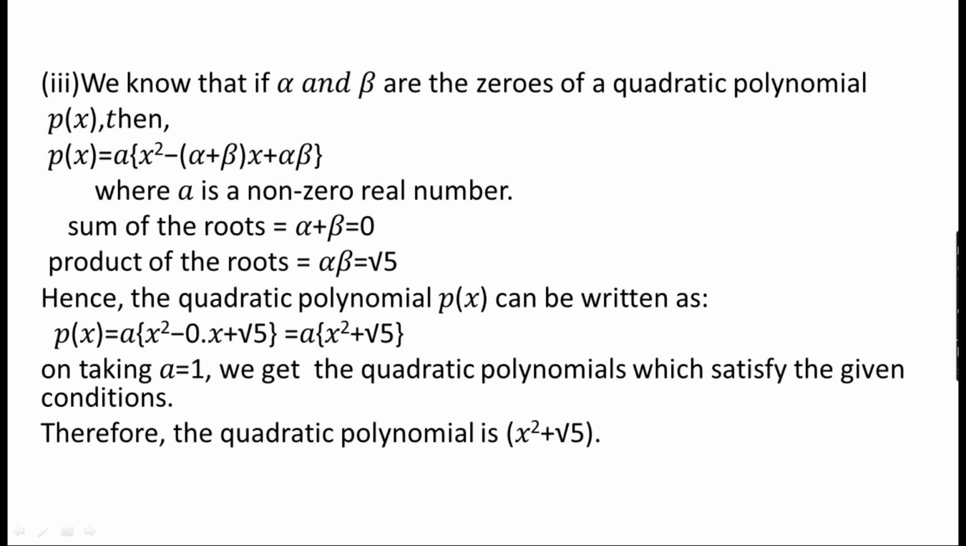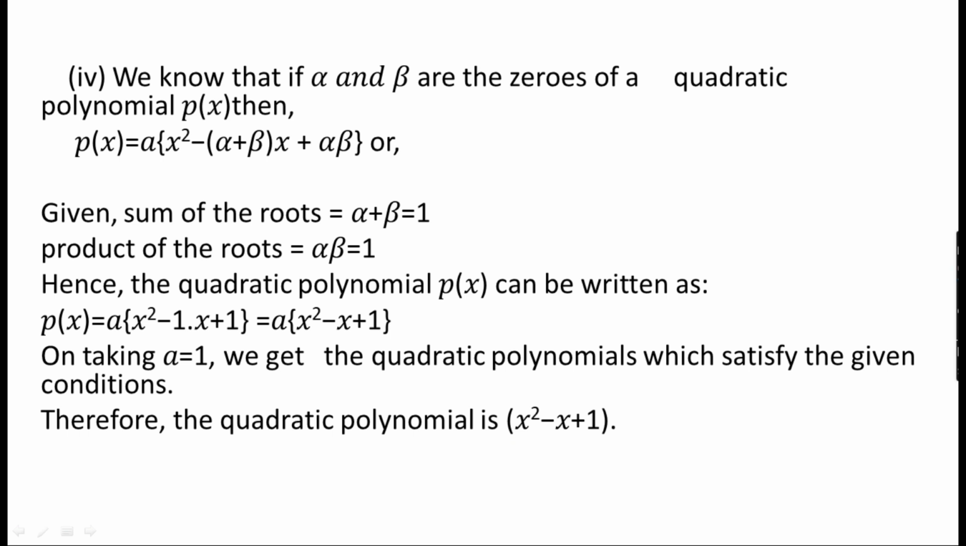We know that alpha and beta are the zeros of the quadratic polynomial. Let us take this quadratic polynomial, where a is a non-zero real number. Alpha plus beta is the sum of the roots and alpha beta is the product of the roots. Alpha plus beta is 0. On putting the value of alpha beta in the given polynomial, we get 0 for the x term and root 5 as the constant term. We get x square plus root 5 a. On taking a as 1, we get the polynomial as x square plus root 5.